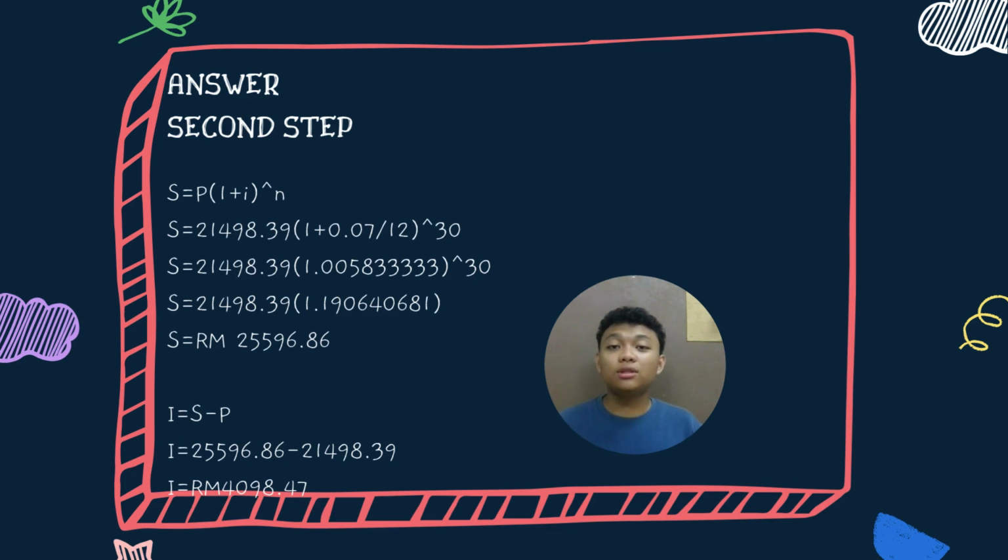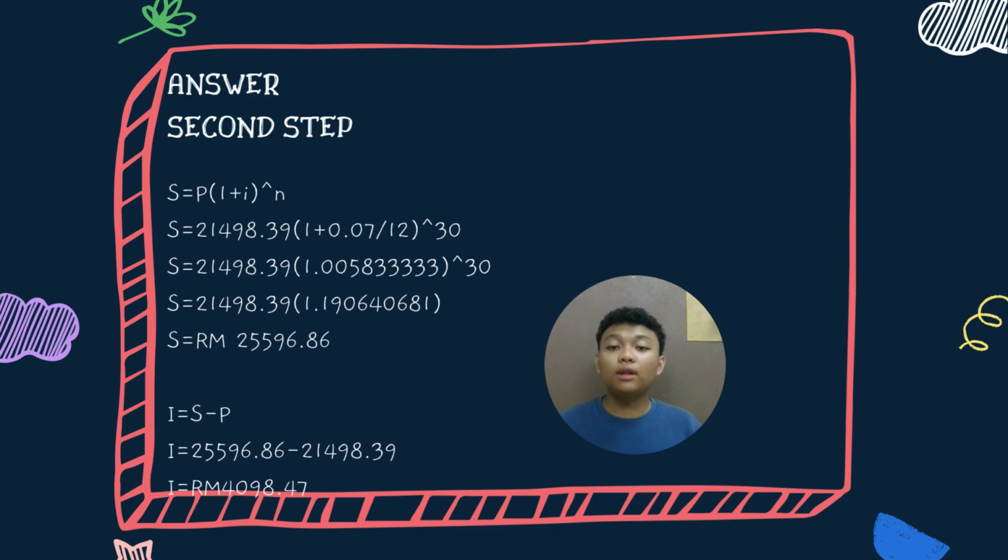So 21,498 and 39 cent, open bracket 1 plus 0.07 divided by 12, close bracket power of 30. After that, we get 1.005833333 power of 30. After we power it, we get 1.190640681 times 21,498 and 39 cent, and the last answer is 25,596 and 86 cent. For the next step, we use I equals S minus P.